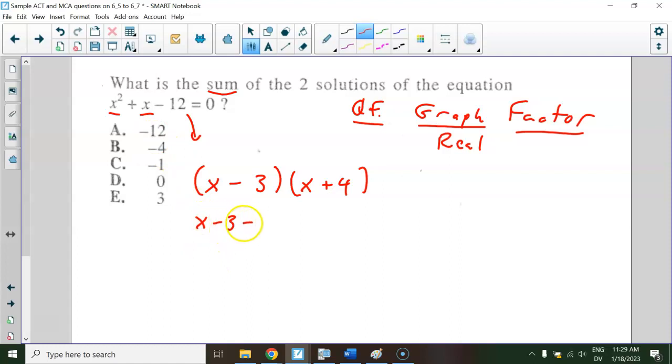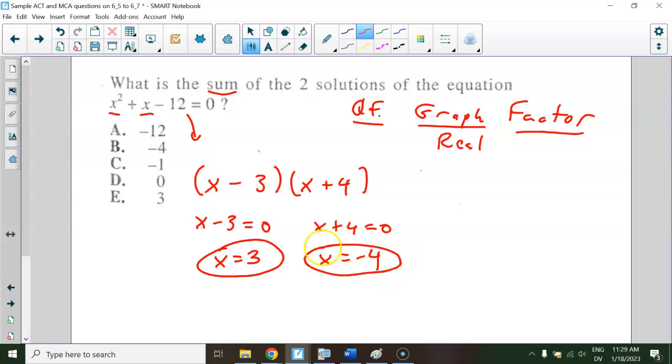Alright, and if we set these to 0, then we'll get our two answers of 3 and negative 4, subtracting 4 from both sides on this one. So the sum of those is negative 1. I know that's kind of weird to find the sum there, but that would be your answer, negative 1. And I can't stress enough, I did the factor method here, but the graph method also works.